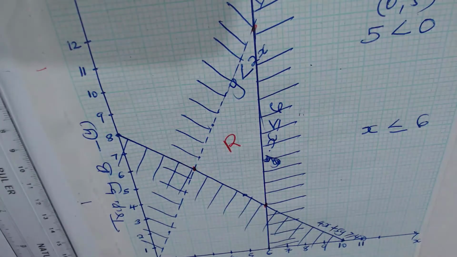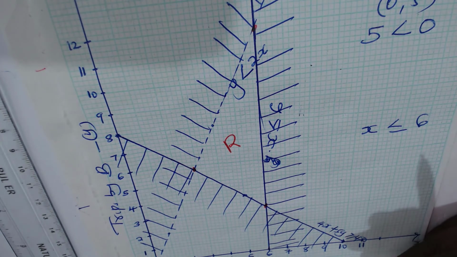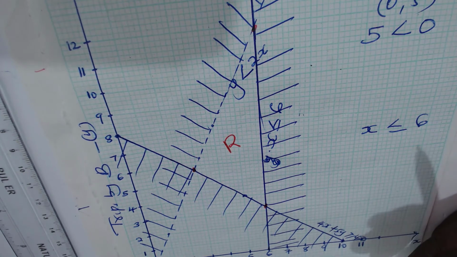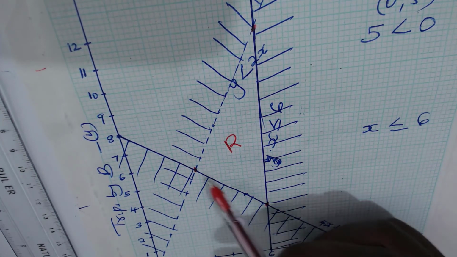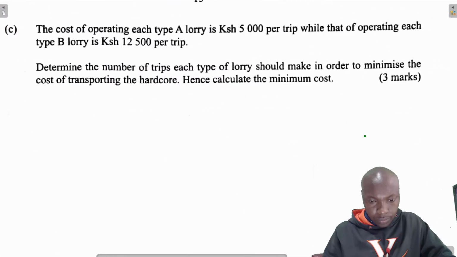So what you do to know the values of x and y that would maximize or minimize the profit or the cost, you should try to feed into the objective function these points, because each one of these points will give the x and the y coordinate. So part C of the question: the cost of operating each type A lorry is 5,000 per trip, while that of operating each type B lorry is 12,500 per trip. Determine the number of trips each type of lorry should make in order to minimize the cost of transporting. So the question here is to get the minimum cost.